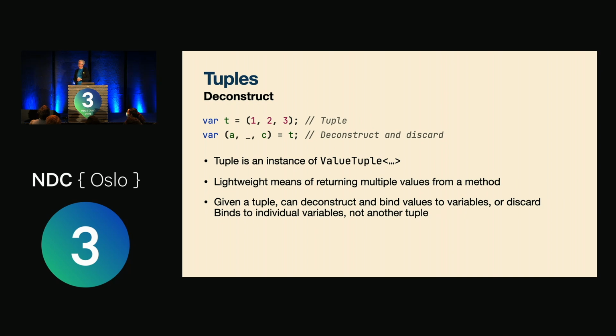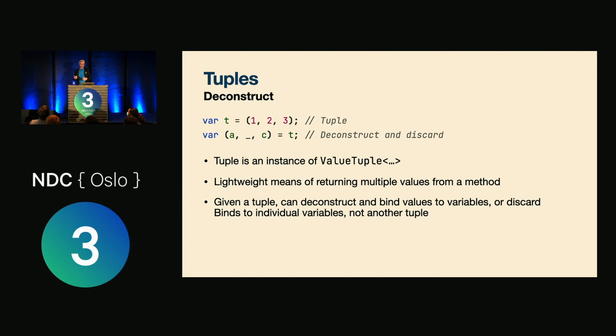So I've got a variable A and a variable C, and they match the first and third items within this tuple here. The second item is an underscore, and again, we've seen that before. That's one of our discard kind of things. Basically, that's just saying ignore it. I don't care about the second item here. I just want to use the first one and the third one. And I've deconstructed it. I've put those values into the variables A and C.